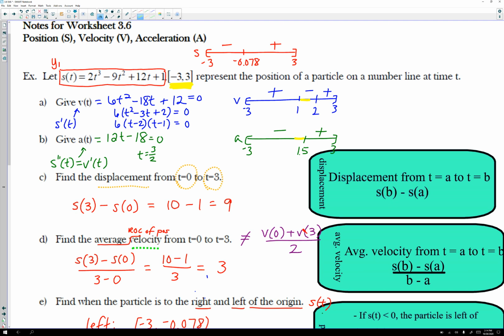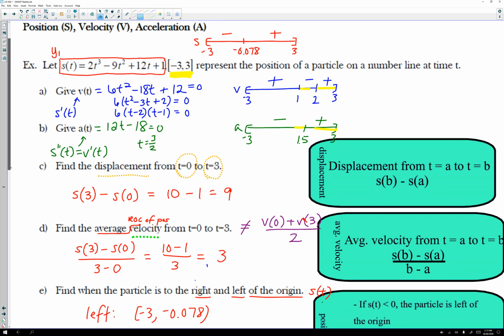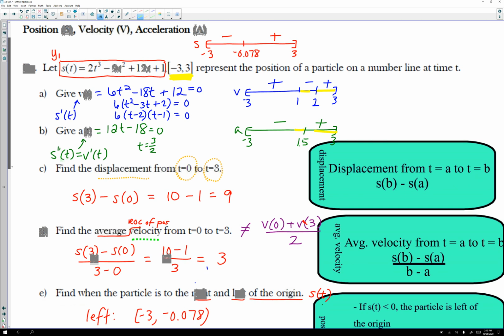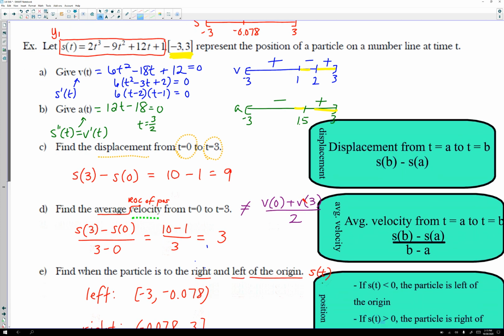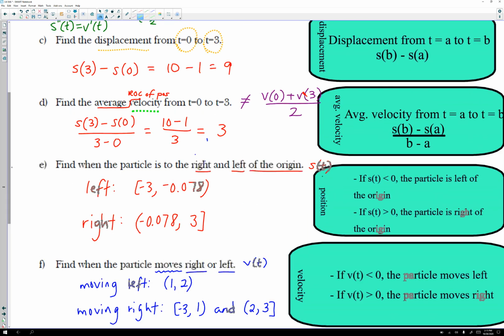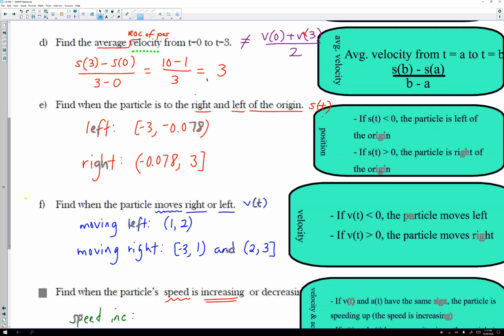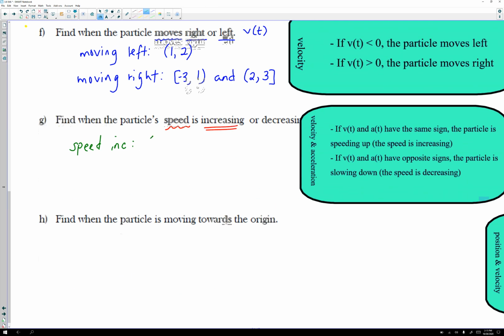And then again, from 2 to 3, they're both positive. So those are two intervals of time where the velocity and acceleration have the same sign, which means they're going in the same direction, which means your speed is increasing. So from 1 to 1.5 and from 2 to 3. The 3 I could put a bracket on.